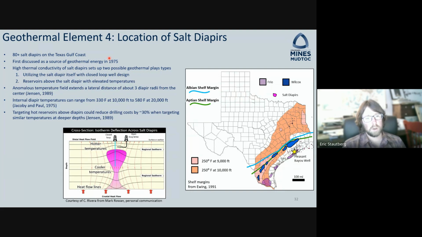So the question is, well, can we actually target these diapirs for their thermal energy? Can we drill into them and extract thermal energy? Or can we look for heat anomalies in the reservoirs above and adjacent to them? Because these diapirs often wick heat from the rocks below them and cause thermal anomalies in reservoirs just above and adjacent to the top of them. So can we look for geothermal resources above or within these diapirs?